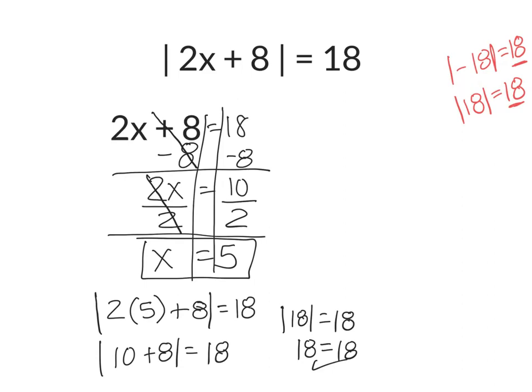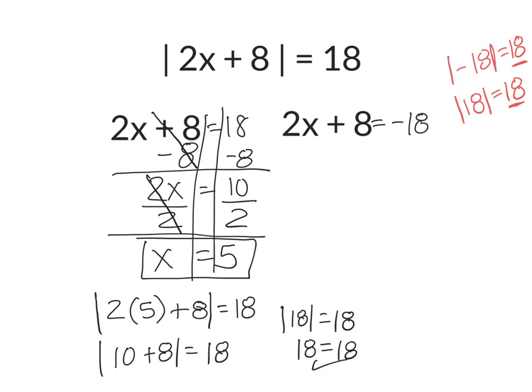So once again, I'm going to erase that. If this part on the inside of the absolute value symbols equals negative 18, all of this together equals negative 18. The absolute value of that is also this answer of 18. So I have another scenario that I need to account for.